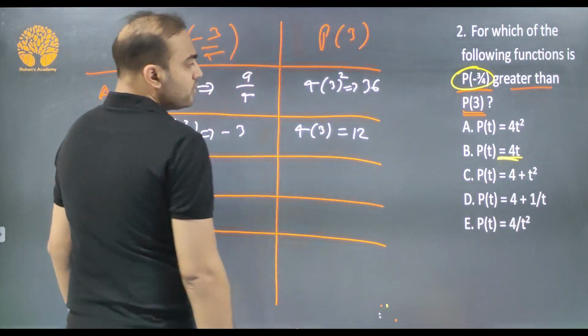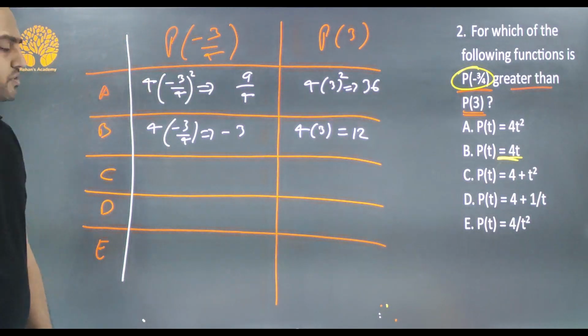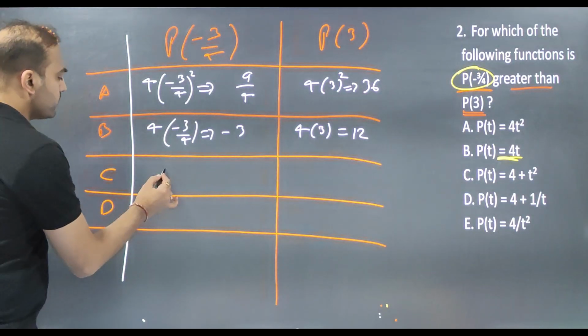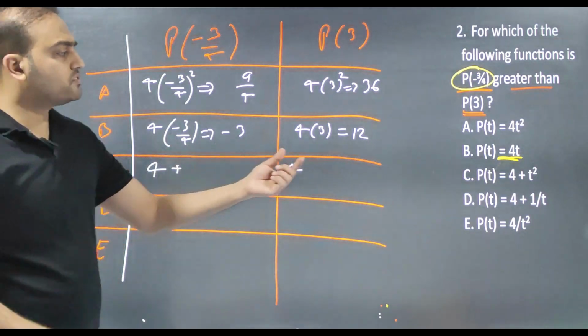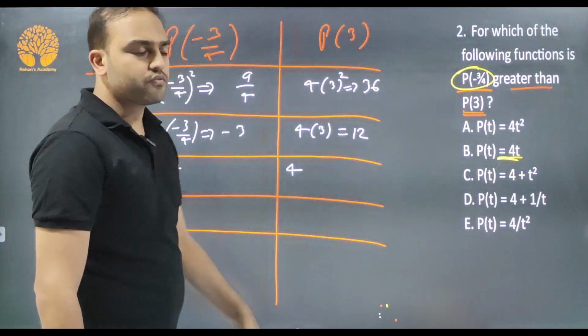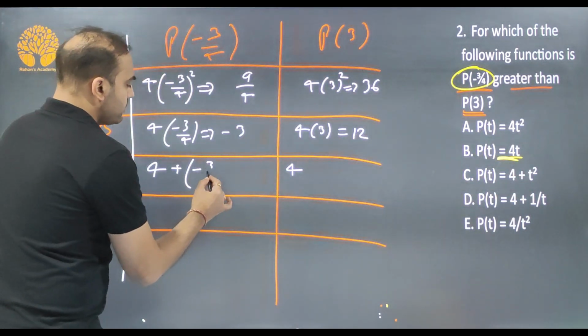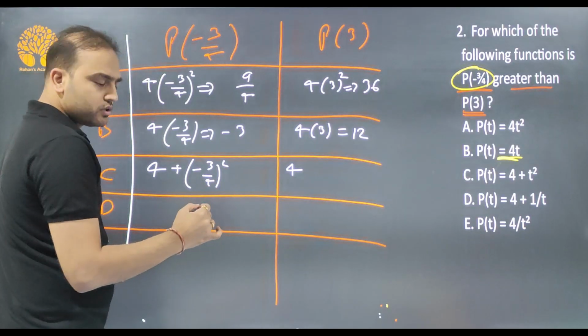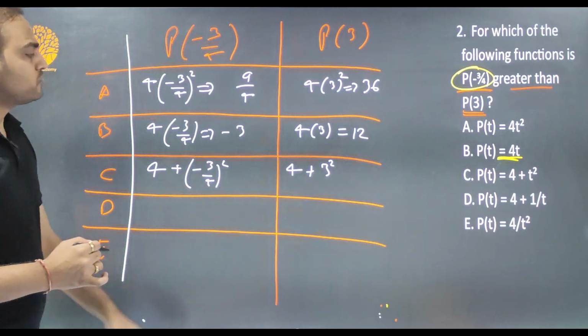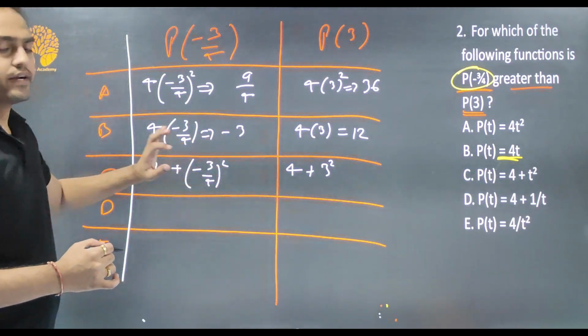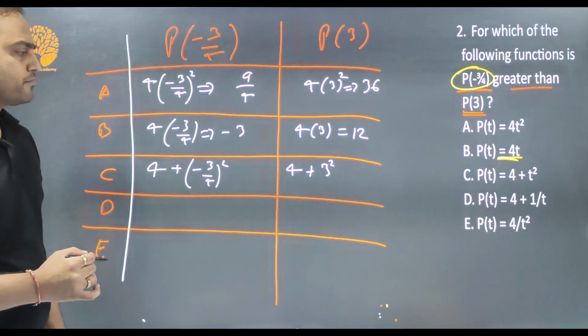Similarly, if you look at the third option, the 4 is common to both. The difference is the t square. Now for a fraction, t square will be smaller, but for an integer, t square will be greater. So again, you know, p of 3 is greater than p of minus 3 by 4.